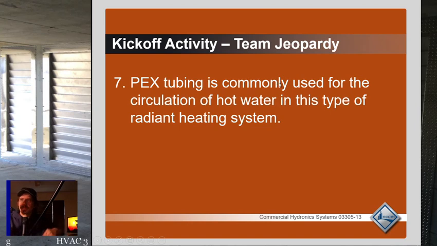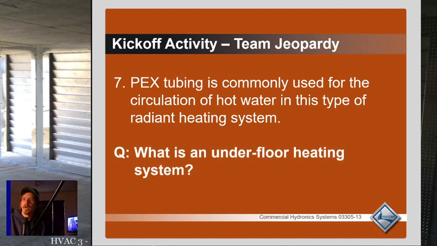Alright, PEX tubing is now commonly used for circulation of hot water in this type of radiant heating system. And that would be underfloor heating. Well, usually, colloquially in our trade, we just call that radiant heat. The fact that they call it radiant heating, most of us just understand that that means underfloor or in-floor heating. And then other forms of radiant heat are specific, like baseboard systems, convectors, radiators, things of that nature.